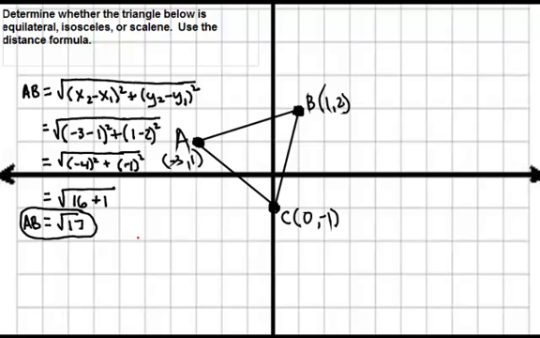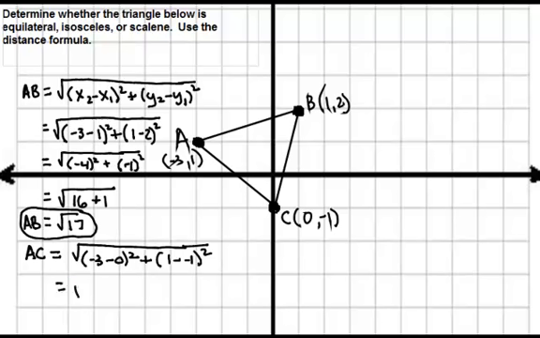We're going to do the same thing for AC. With AC, I will substitute in. AC is the square root of, and I'm going to start at any point. I'm going to start at the A point. Negative 3 minus 0, so those were the x values, the quantity squared, plus the y values, 1 minus negative 1, quantity squared.